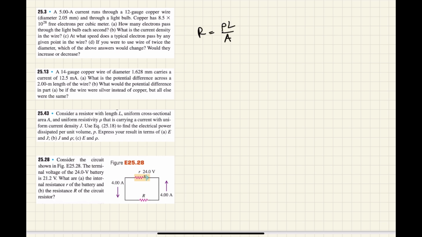A rho of copper. So it doesn't give it to us, and it doesn't expect you to memorize it. On the test, it would give it to you, but this is from a textbook, so it expects you to go back in the textbook and look for where they give you the constants.